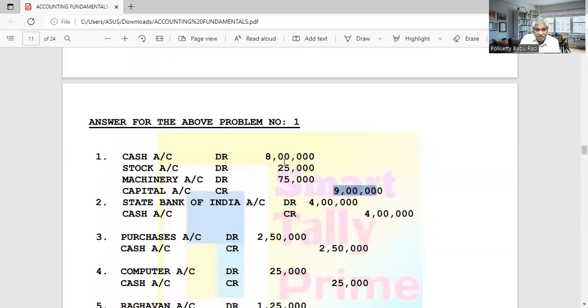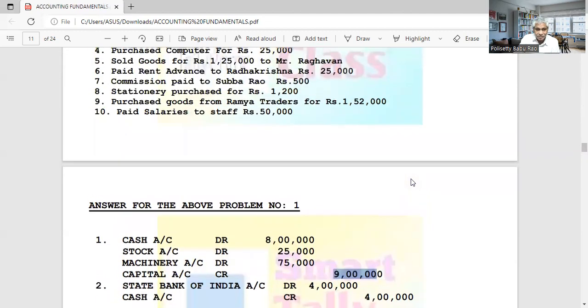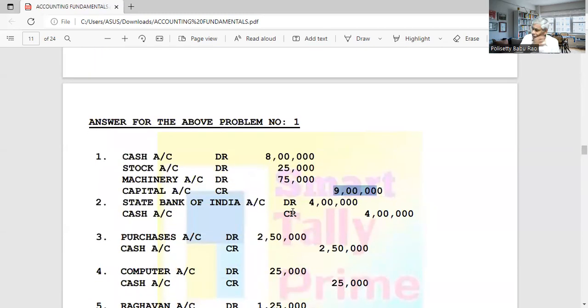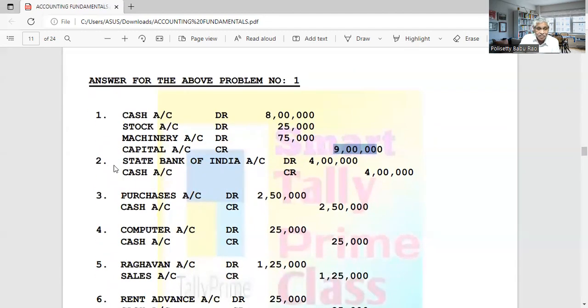Understand? So all these assets are coming in, debited. Who is giving? The owner. The owner's account is credited, but in the name of capital account. If the owner gives to the business, we will write capital account. If the owner takes from the business, we will write it as drawings account. Understand the first one? The second one: opened a bank account in State Bank of India with 4 lakhs. You paid 4 lakhs into the bank. So we are paying money to whom? State Bank of India. It's a personal account. So State Bank of India is the receiver, and the receiver account is to be debited. State Bank of India account debit, cash account credit.